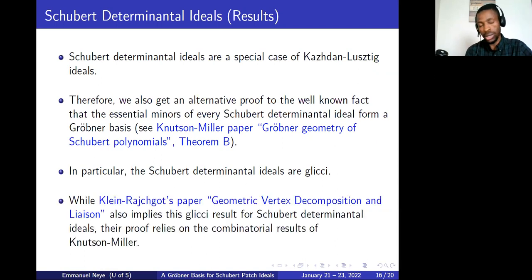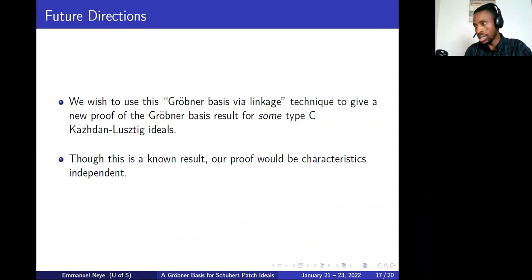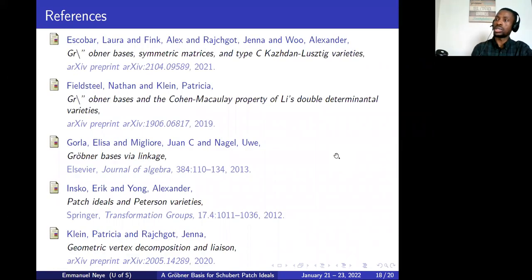And this glicci result is actually not new. There's an existing paper that implies that, just that the proof in this paper relies on some combinatorial results. Okay, and as a future direction, we wish to use this technique, Gröbner basis via linkage, to give a new proof of the Gröbner basis result for some type C rank-list ideals. So this is also known, just that the proof the author gave is dependent on the characteristic of the ring, but we are hoping ours will not be characteristic dependent. Yeah, thank you so much.